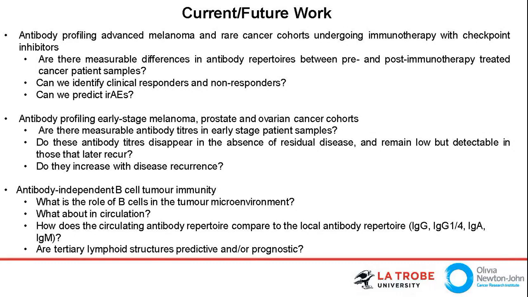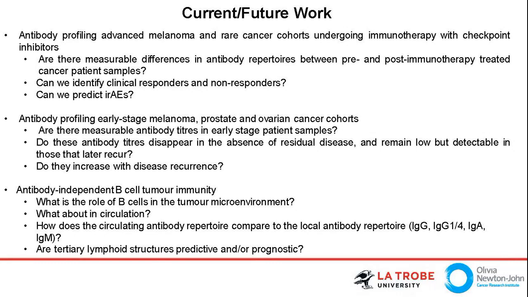But similarly, it is important to categorize the role of B-cells in the tumor microenvironment. Antibody-producing B-cells are just one subset. There are many others that are just as important, including the regulatory subsets. And of course, it is important to look at both the circulating antibody repertoire, but also the local antibody repertoire, and not just IgG, but also IgG1 and 4, IgA, and IgM.